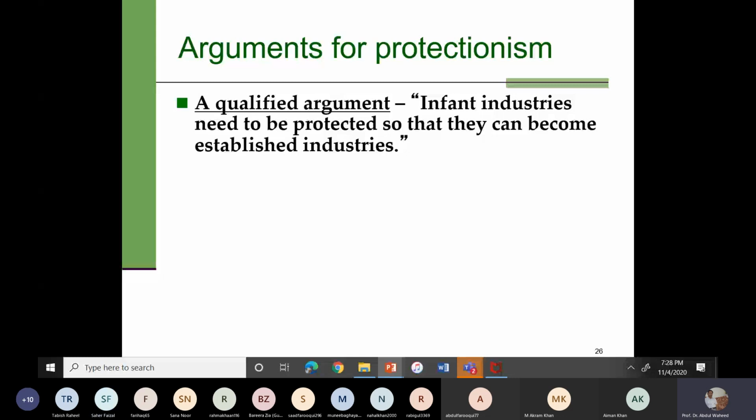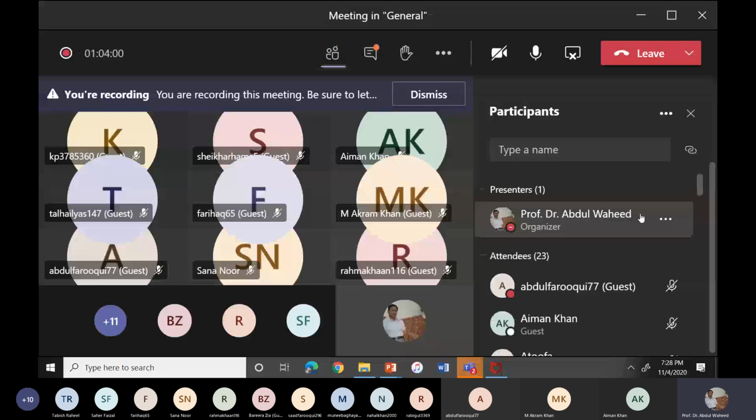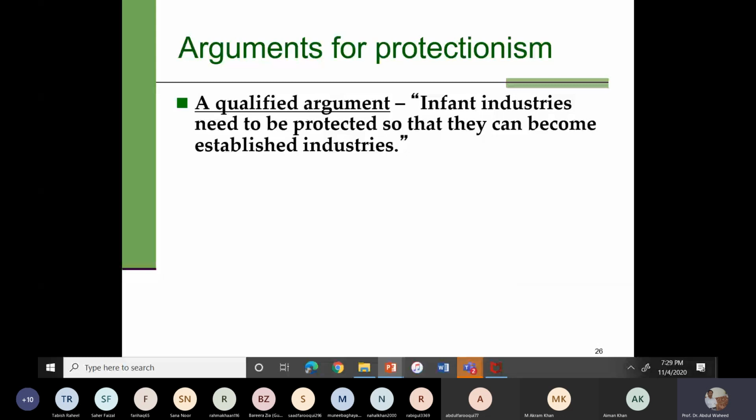Just like there is an example of Tata in the Indian automobile industry. They protected that industry from mature foreign automobile industry, so that the industry became mature. And now we see that Tata is a well mature automobile industry, and they are exporting their automobiles to different countries. So this is possible. So this is a qualified argument for protectionism.